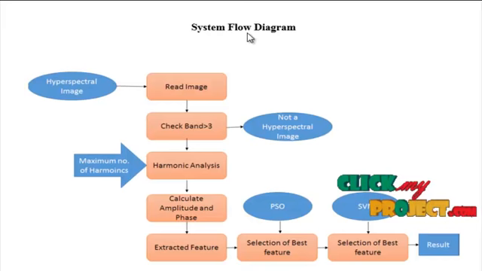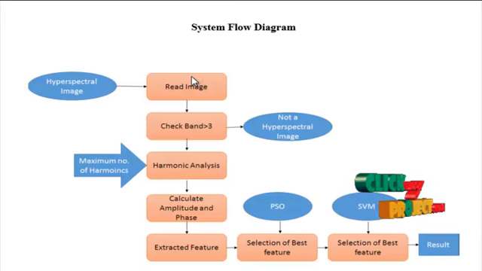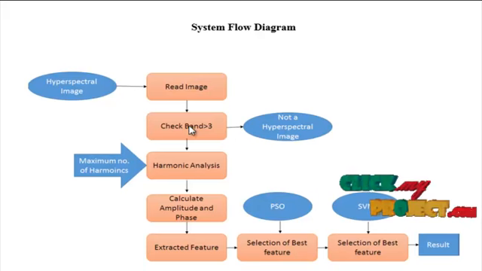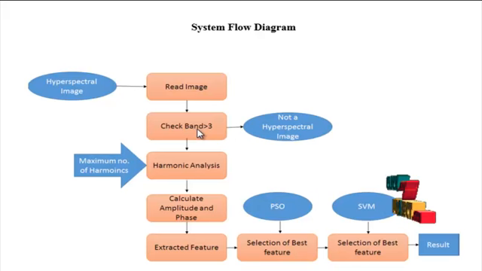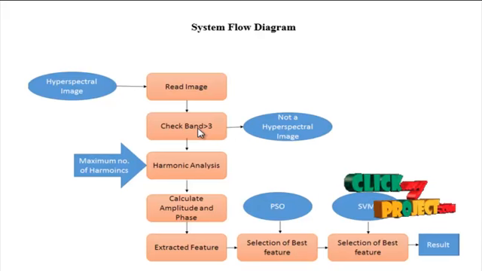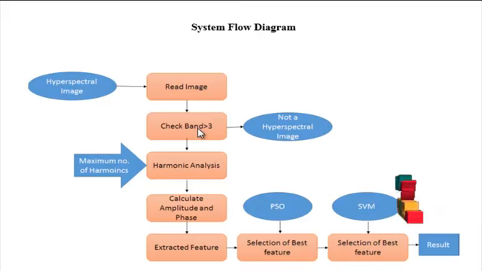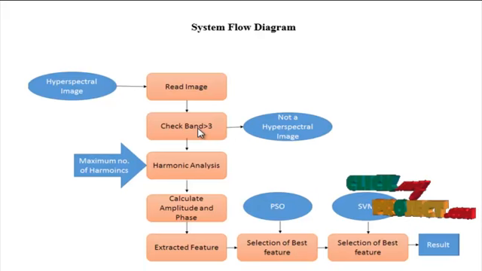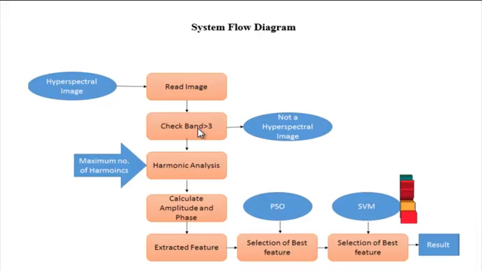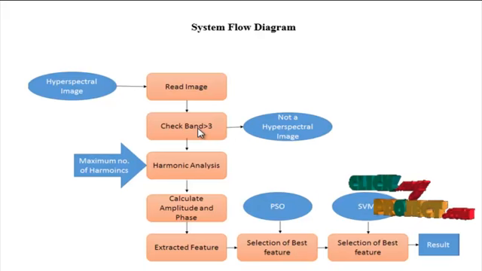If we discuss the flow diagram for our process, here we read the input image from the dataset folder. Here we need to read the hyperspectral image. Check whether our input image has more than 3 band images. If not, then we need to read the more than 3 band images, because hyperspectral images have more than 3 bands. And in the pre-processing step, we need to pre-process every band with the Wiener filter algorithm.